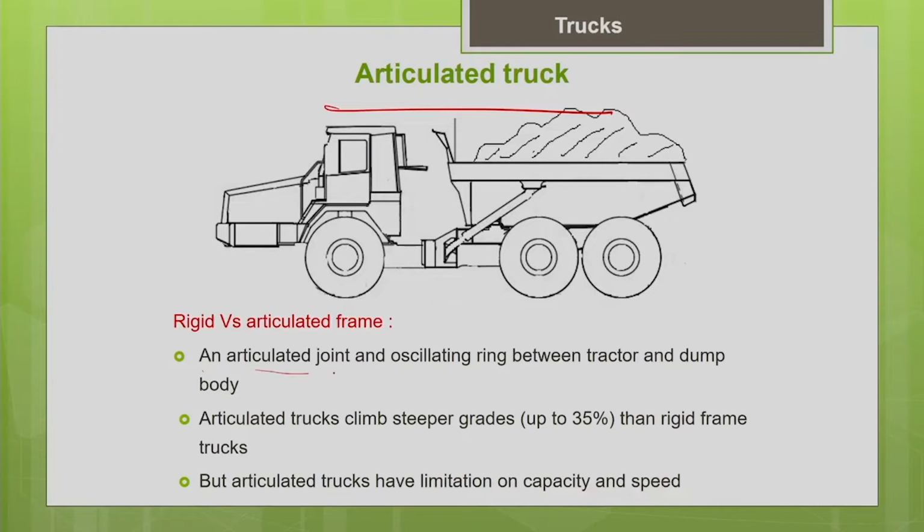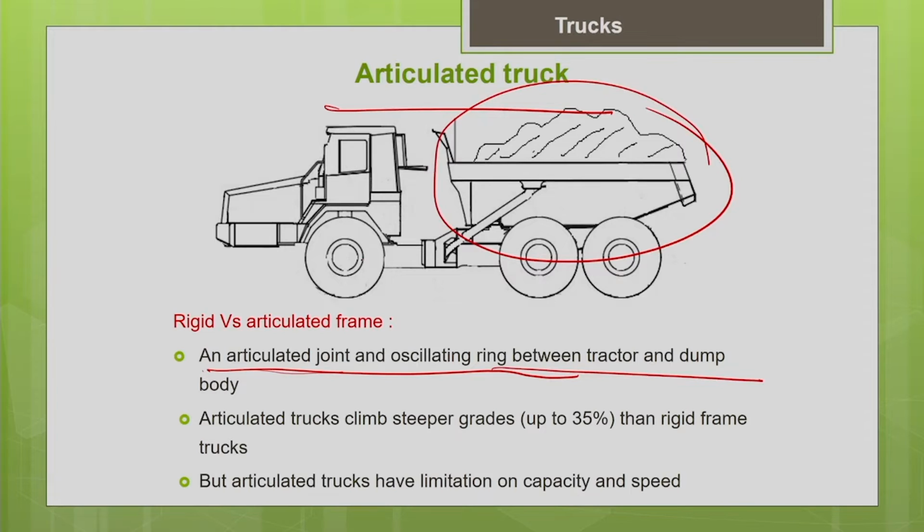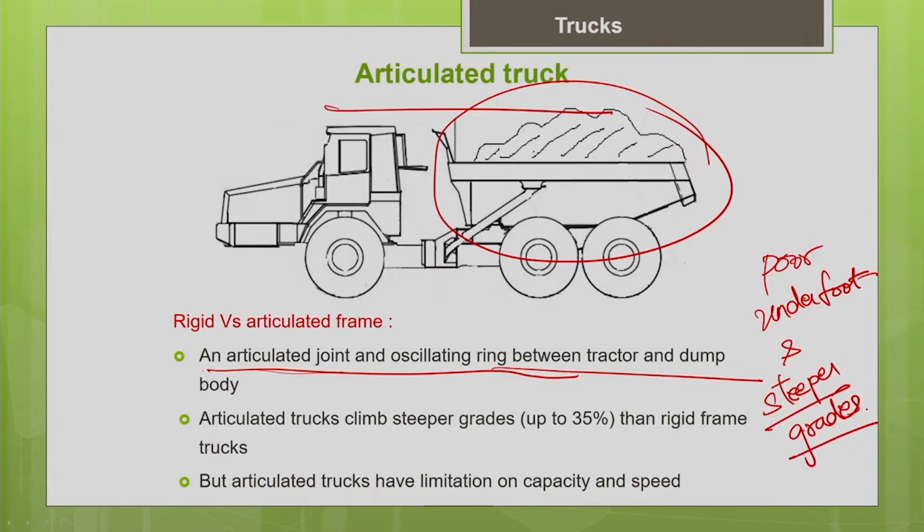So you have an articulated joint and an oscillating ring between the tractor and the dump body. So this is the dump body. So between the tractor and the dump body you have the articulated joint. So that will facilitate better articulation. So this is commonly used for poor underfoot conditions. Poor underfoot conditions in the sense the terrain is very bad and you have to climb steeper grades. In that case, you have to go for this articulated truck.